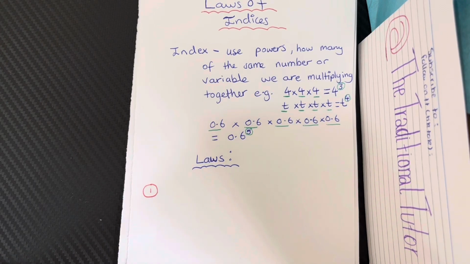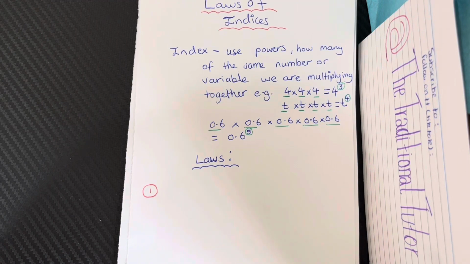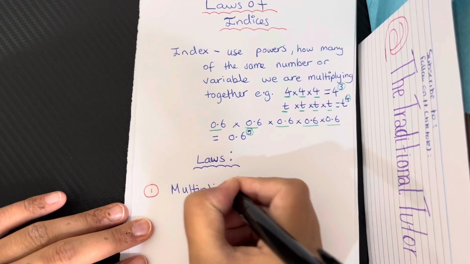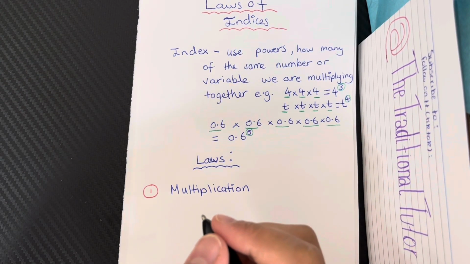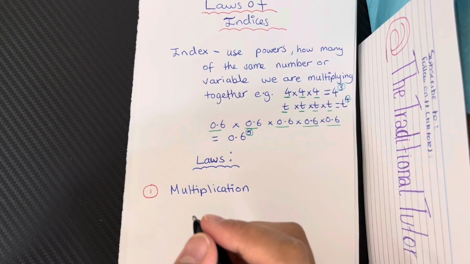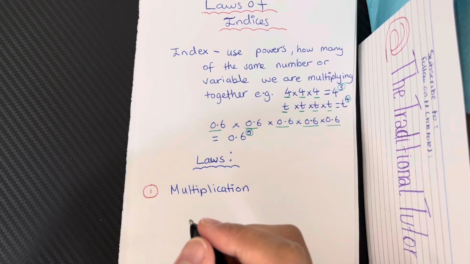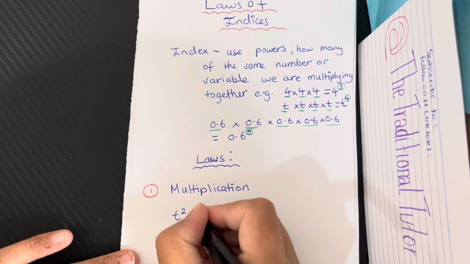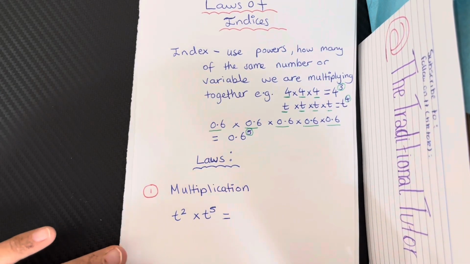So that's what we mean by the term index, which is just a singular form of indices. Now we'll be looking at some laws, and the first one we'll look at is called multiplication. This one just means what happens when we're multiplying variables with powers together, same variables or even numbers with powers, what happens to those powers. For example, we've got t squared multiplied by t to the power of 5. What will our answer be?